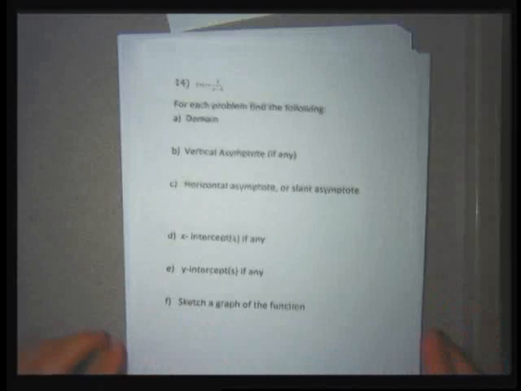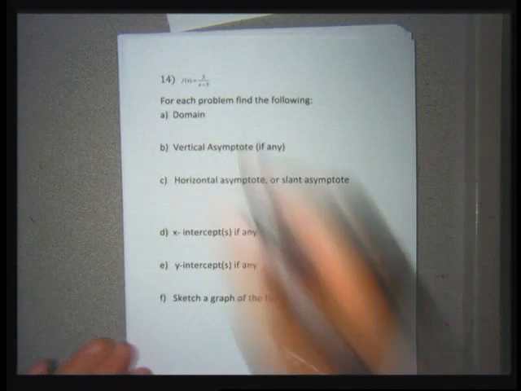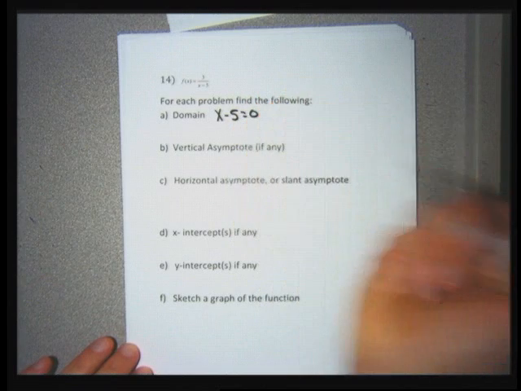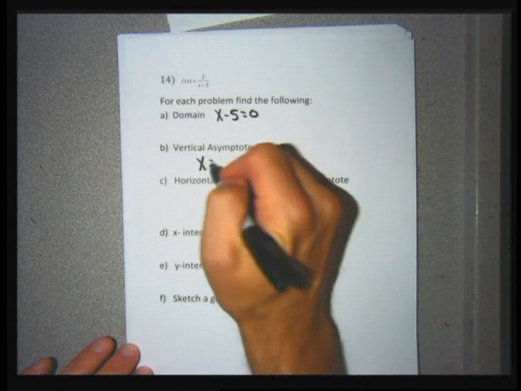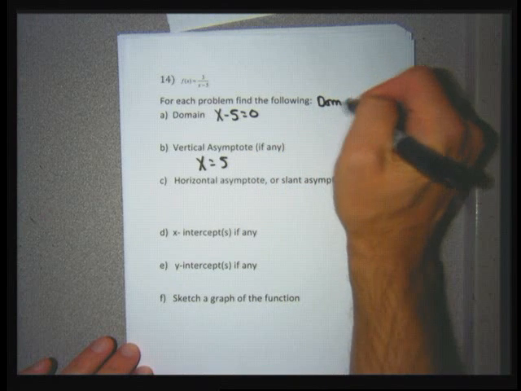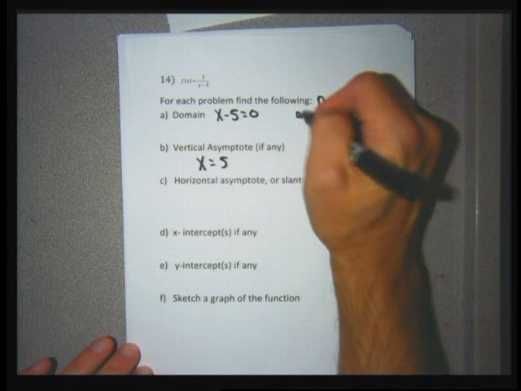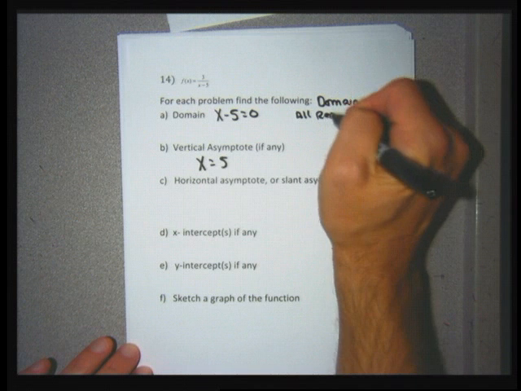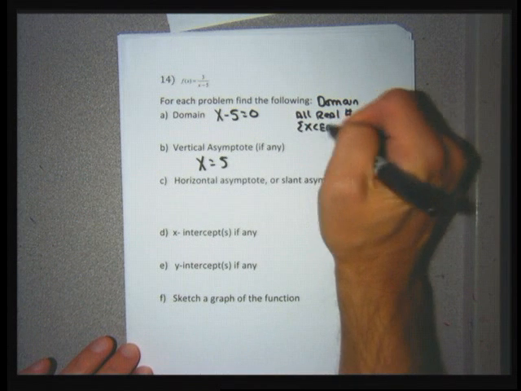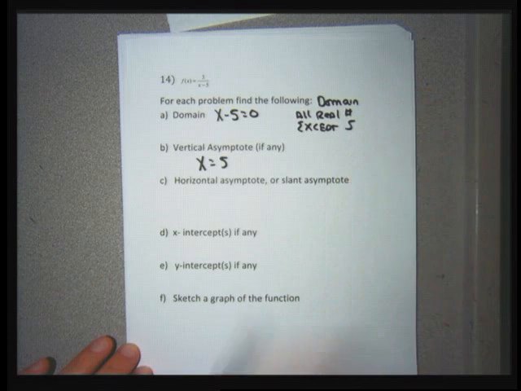16, to find the domain, I take the denominator, set it equal to 0. I go x minus 5 equal to 0. No factoring to do. I just add 5 and get x equal to 5. For the vertical asymptote, the domain is going to be all real numbers except 5. Again, if you just wrote x equal 5 for the domain, I'd take points off.